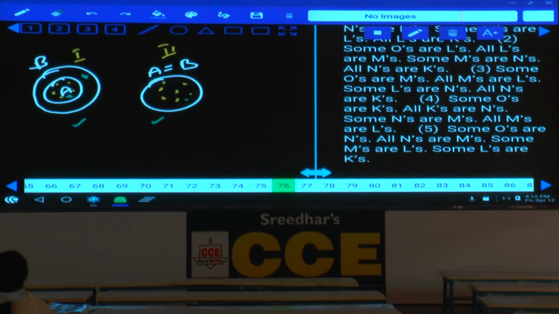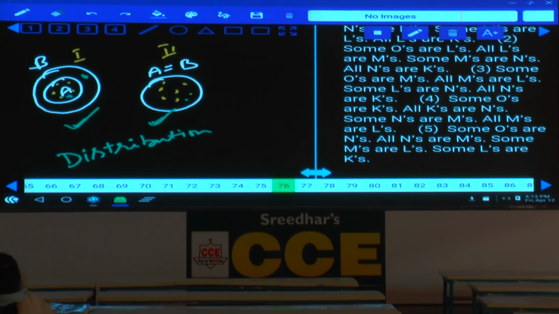Hence, in any all A's are B's, I am 100% sure about A, but not about B, because only some B's are A's, isn't it? In this case, some B's are A's is true. In this one, all B's are A's is true. But in both the diagrams, all A's are B's is always true. And this is what we call distribution. Clear now? Distribution is nothing but being 100% sure about which element.